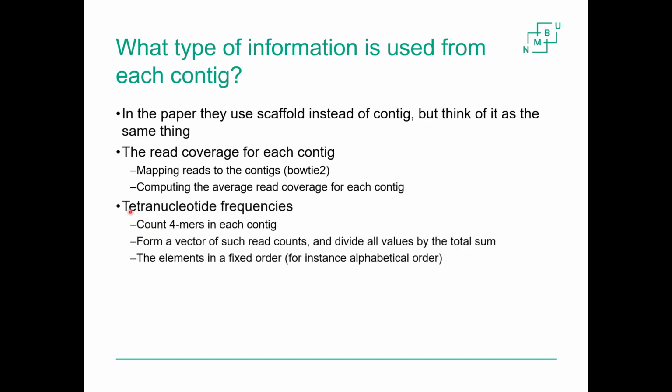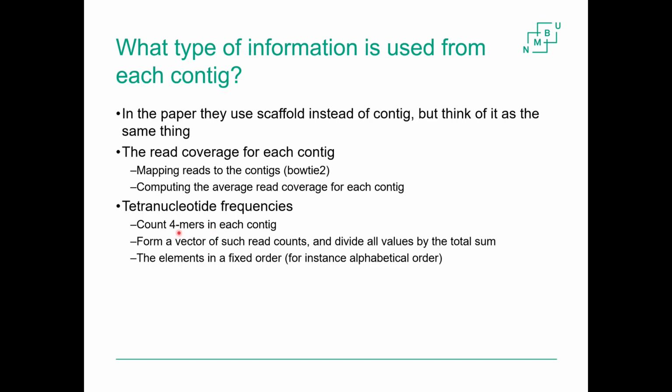The other piece of information is tetranucleotide frequencies. What is this? Tetranucleotide is simply another word for 4-mers. We have looked at k-mers, and here they use k equals 4. That's a little bit strange. You might say, why 4? First of all, we are used to k values being odd numbers, not even numbers. And why should they be so short?